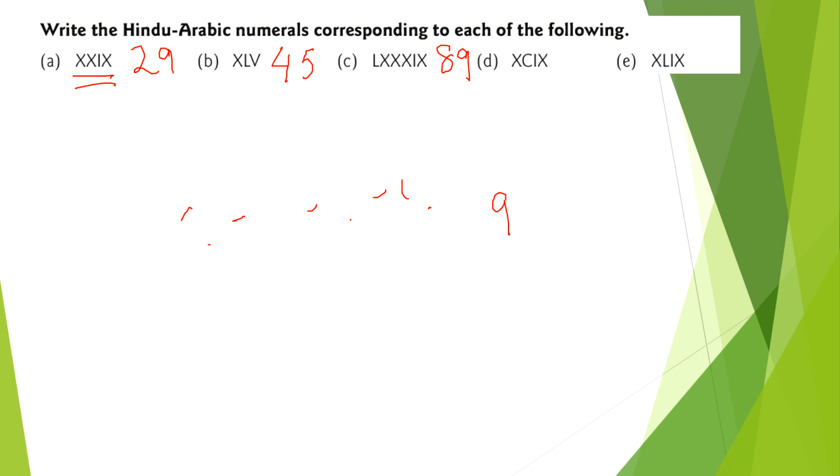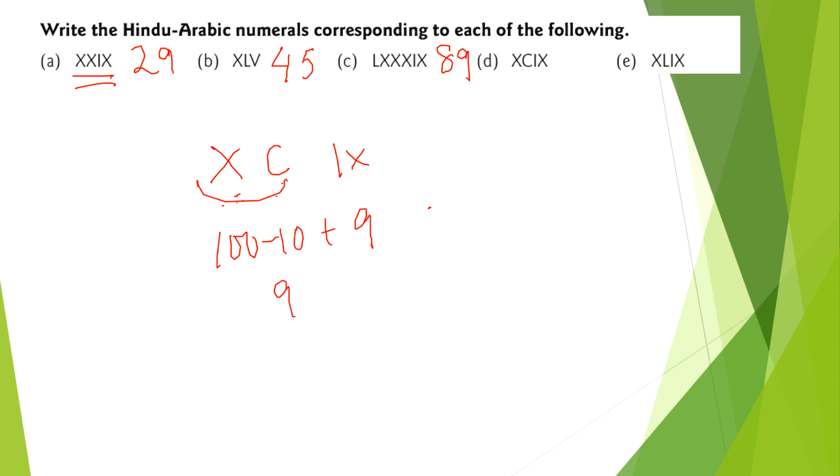Now look at the next one, that is XCIX. Now what is XCIX? X, C. X is smaller than C. So please remember, whenever a smaller Roman numeral is before a bigger Roman numeral, or to the left of it, you are subtracting. And then we got IX. So this is 100 minus 10 plus 9. So this is 90 plus 9, and it's going to be 99.